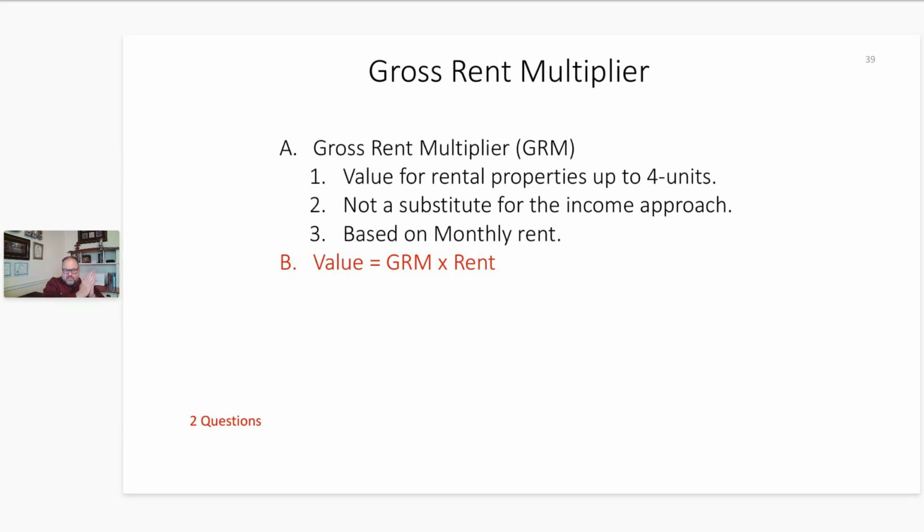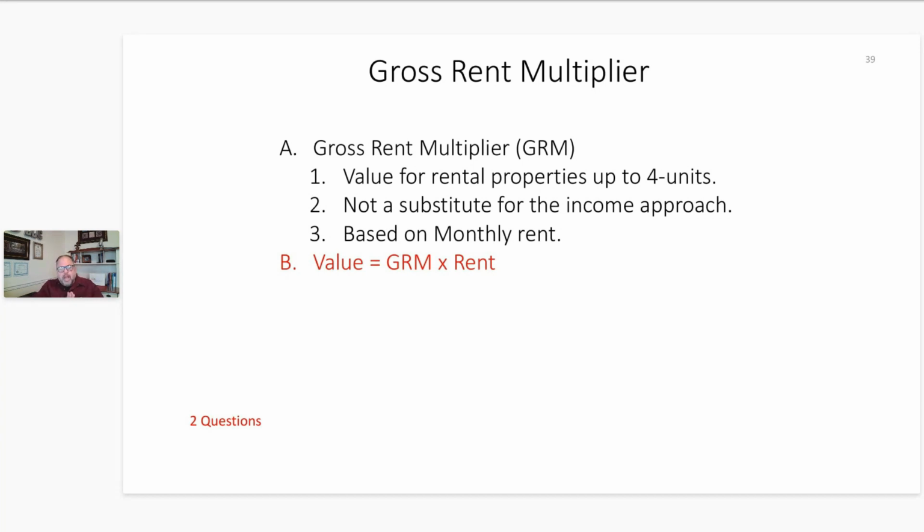But what happens if you've got a single family home renting, a duplex, a triplex, or a fourplex? 1 through 4, not to include 5 or more. This is what the appraisers are going to use, called the gross rent multiplier. So they create value up to 4 units. It's not a substitution for the income approach. You need to know the income approach as well. That's 5 or more.